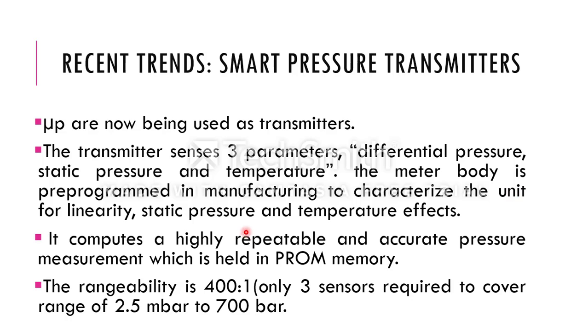The meter body is pre-programmed in manufacturing to characterize the unit for linearity, static pressure and temperature effects, and it computes highly repeatable and accurate pressure measurement. The accuracy is very good in these transmitters. The current it takes is also very small. It draws a current of around 4 to 20 milliamperes on a 2-wire system, and the rangeability is 400:1. All three sensors are required to cover up to 700 bar. So that is one type in the recent trends where pressure transducers are converted to pressure transmitters.